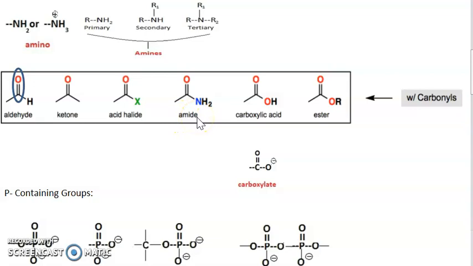So, wag kayong malilito. Yung NH2 group dito, may kasamang C double bond O or carbonyl. So, pag meron kayo niyan, ang tawag nyo na dyan will be amide at hindi amine. Okay? Ang amine, walang C double bond O, walang carbonyl group. Now, replace NH2 with hydroxyl group, and you now have carboxylic acid. Then replace hydrogen with a carbon group, R group, then you will have an ester.